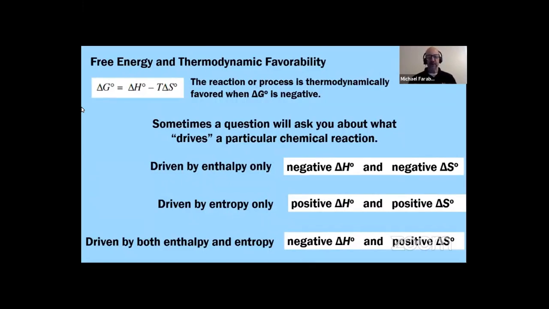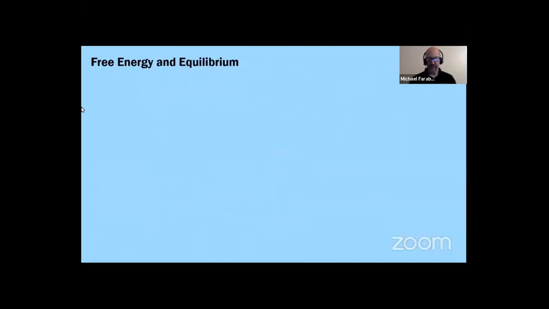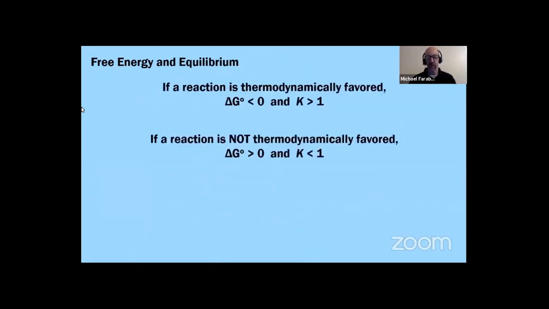All right, let's talk about free energy as it relates to equilibrium. You should know that K being either more than 1 or less than 1 indicates something about products being favored or reactants being favored. So if the delta G is negative, then we are favoring the products and K is greater than 1. If delta G is positive, we are favoring the reactants and K is less than 1.